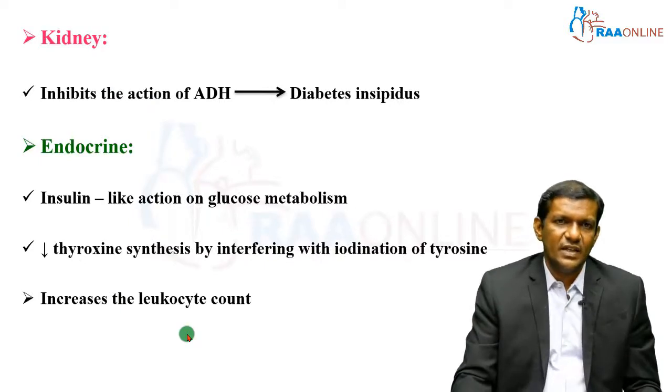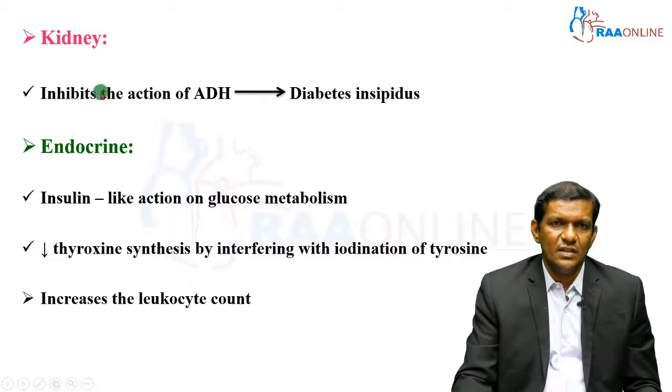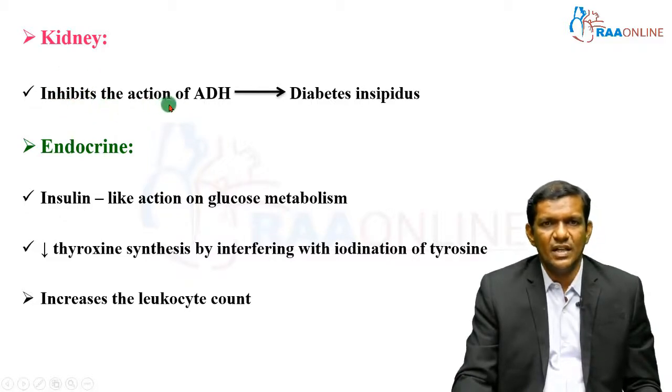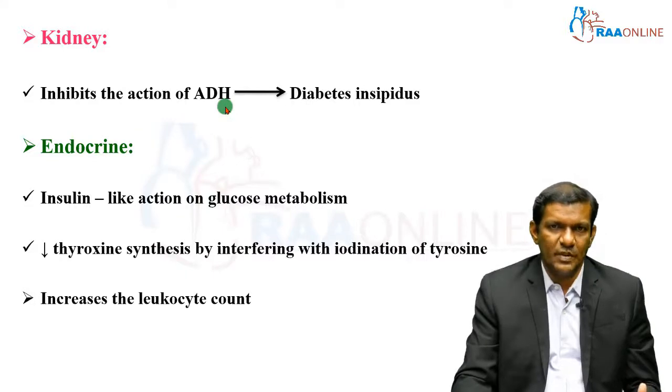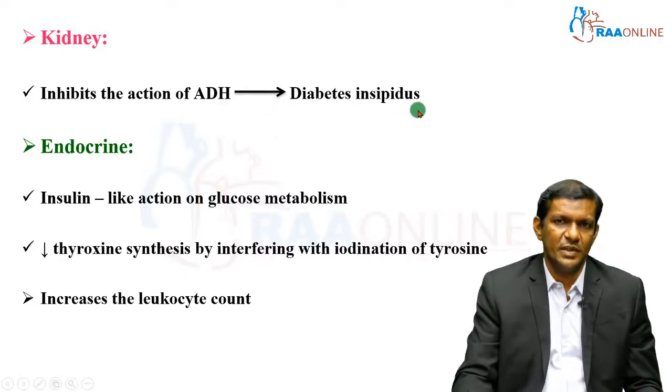The second organ system is the kidney. Lithium carbonate inhibits the action of ADH, the anti-diuretic hormone. When you block the action of ADH, naturally there will be diuresis, with more urine output, and there is a condition called diabetes insipidus.